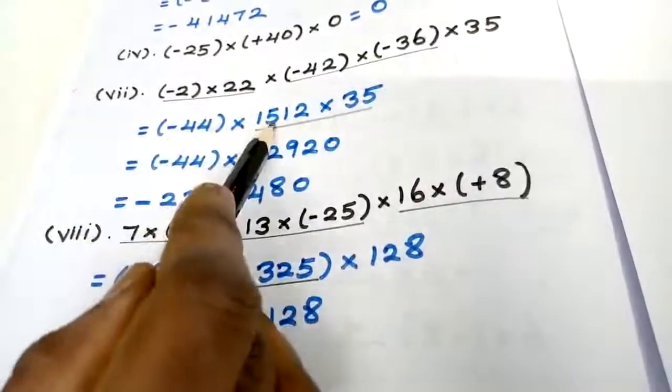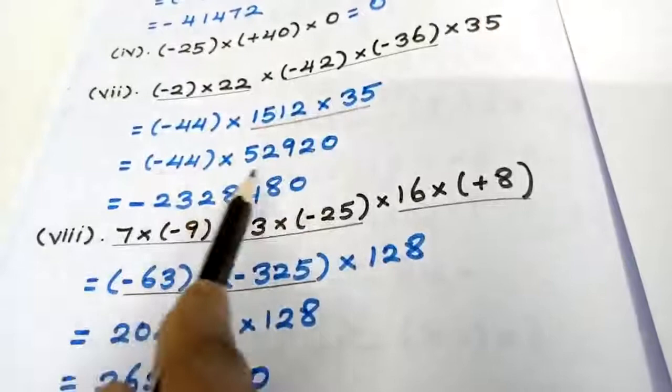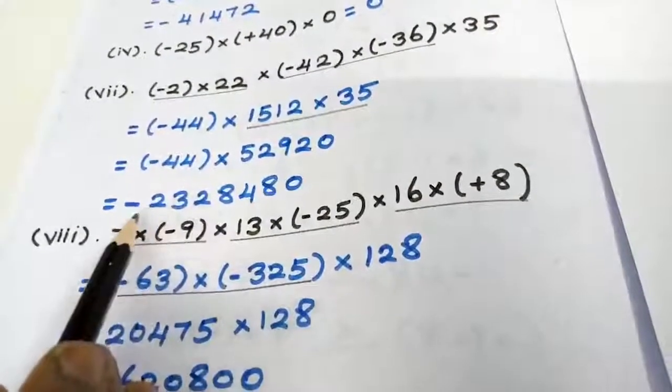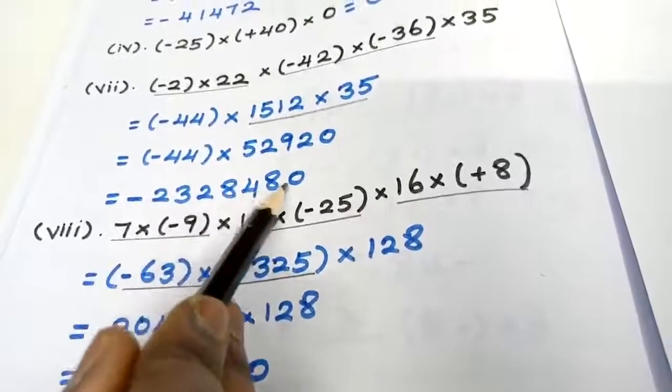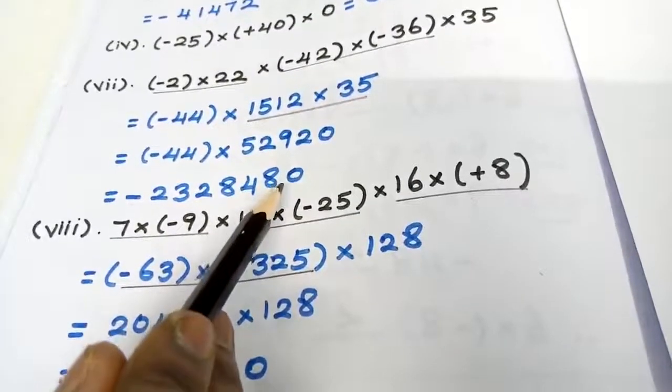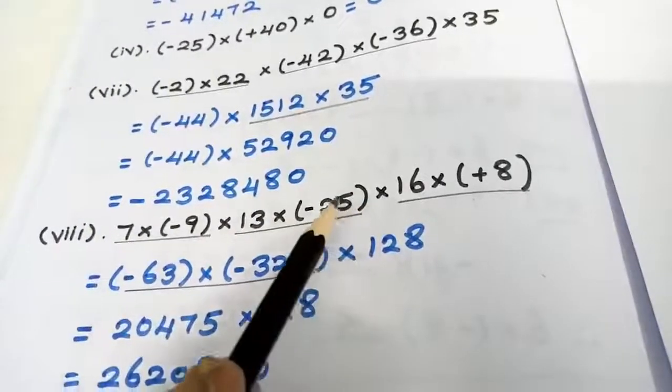You can take the first 2 or the next 2. The next 2 I am just taking, multiplying the value. Afterwards, the final answer is going to be minus 2328480, and you are going to try the calculation in your rough work. Similarly, for the 8th sum also you are going to try the calculation.